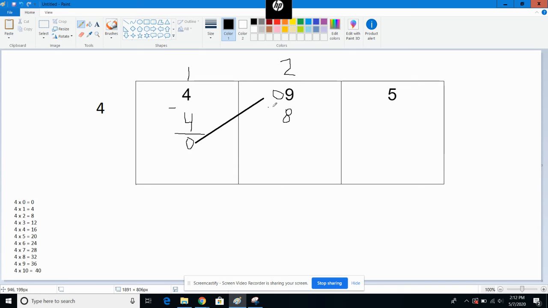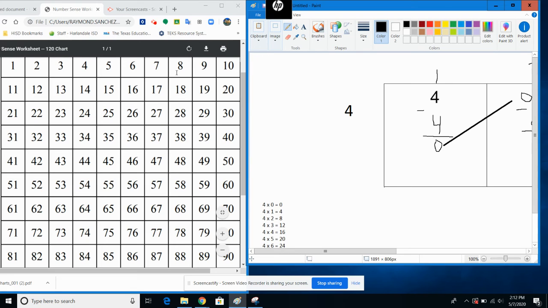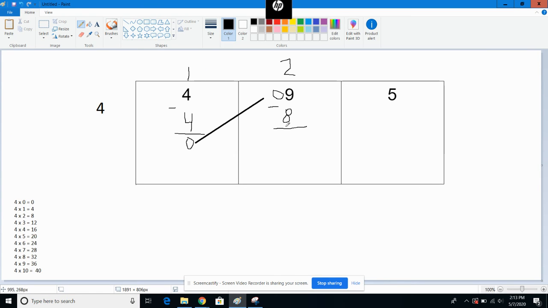Okay, again, you're going to subtract. You can find your difference. 9 take away 8: 1, 2, 3, 4, 5, 6, 7, 8. You're left with 1. So 9 subtract 8 is 1. Now the difference, what am I going to do with it? That's right, I have to regroup. So now in the ones place, that number becomes what? It becomes 15.